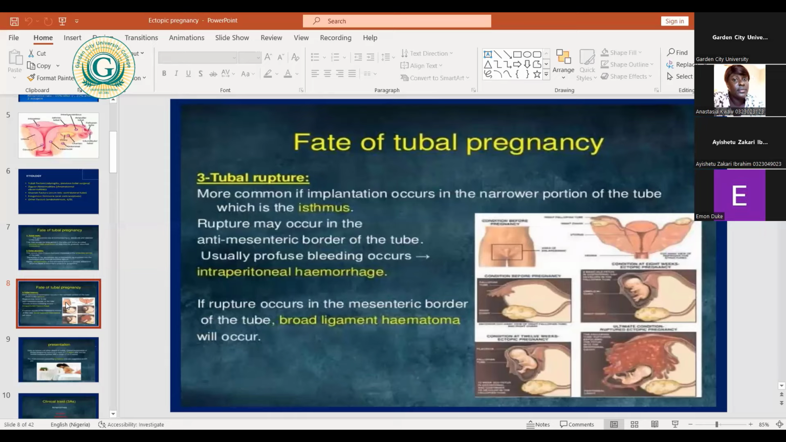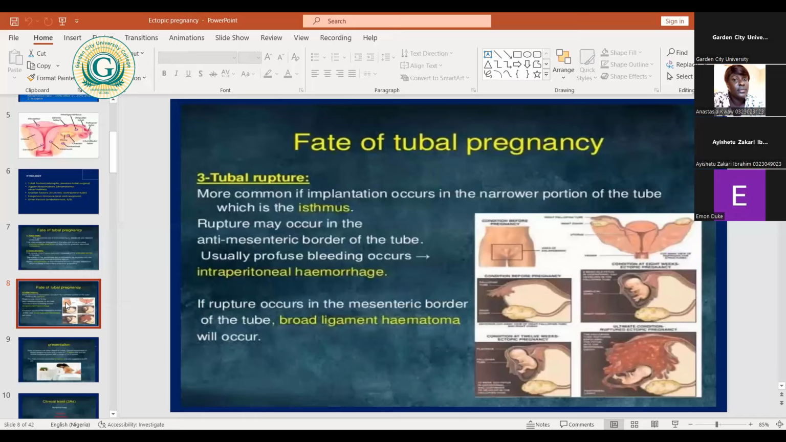And we know that the isthmus is the narrowest part of the fallopian tube. Rupture may occur in the anti-mesenteric border of the tube and is usually profuse. When that rupture occurs, the bleeding is usually profuse. And where does that bleeding go? It goes into the peritoneal cavity. And that is why it is called intraperitoneal hemorrhage, because it goes into the peritoneal cavity.